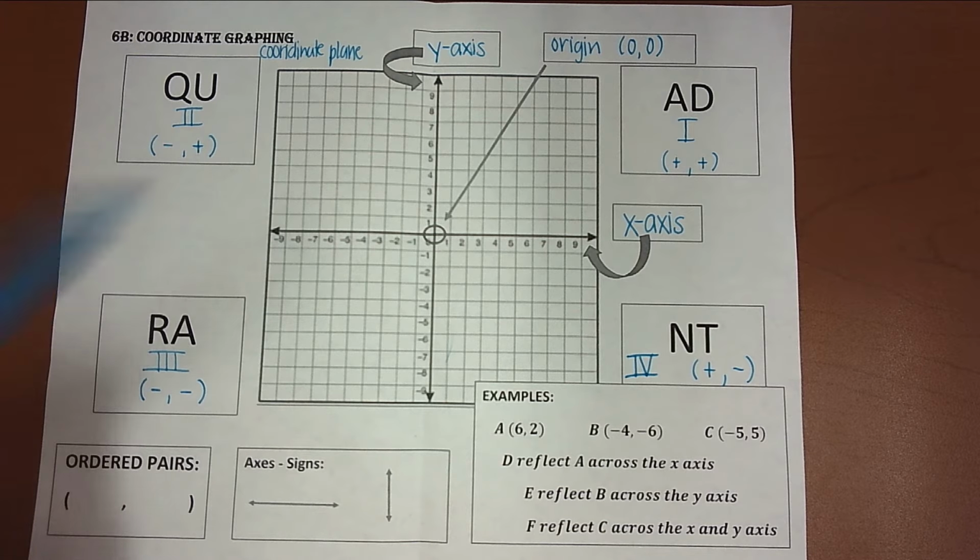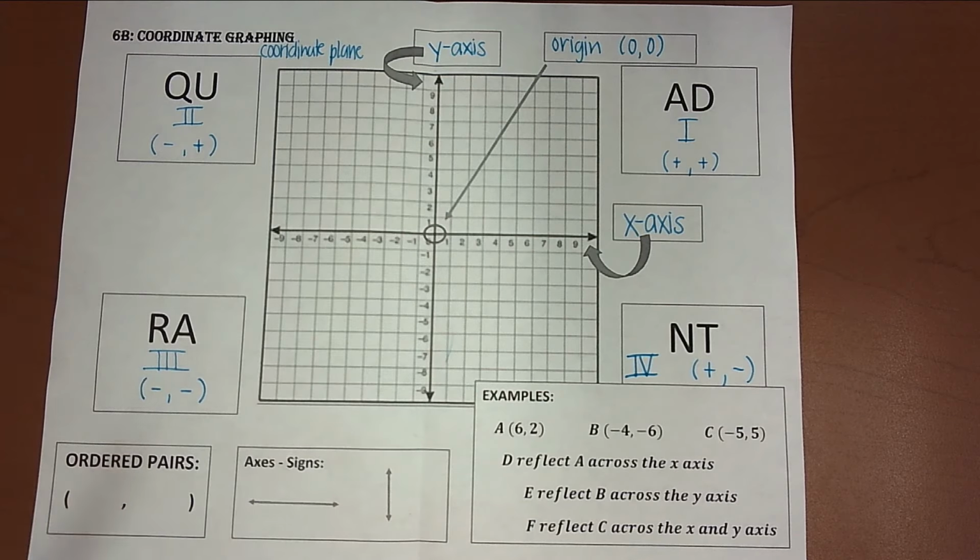But other times, I want you to be a little bit more specific. I don't just want to know what quadrant it is. I want the actual ordered pair so that I know exactly where that point is located on this graph.